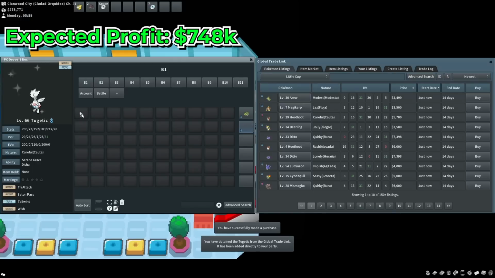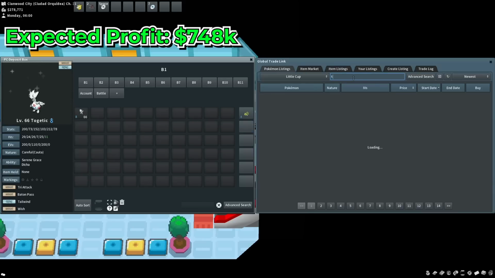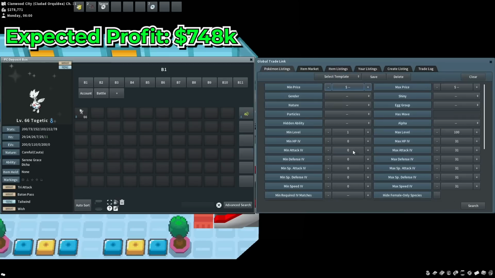Now this is a great Togetic. I bought it because of its 31 stat here, and they usually go for 20k because Togetic is used for high-end gym events, but this one also has 25 in defenses, so it's a great example to show you guys. Let's put it like this and then clear.